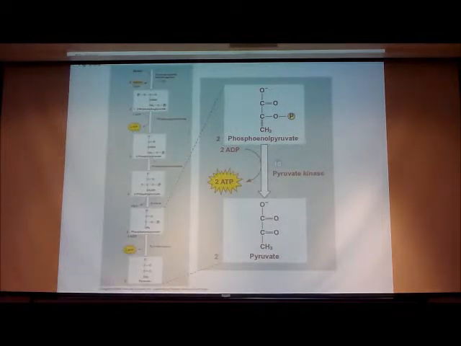Now, the other thing I need to ask you, just kind of a review. What kind of phosphorylation is occurring here? Is it oxidative or substrate level? Substrate level. Remember, glycolysis and the citric acid cycle both utilize substrate level phosphorylation as a means of phosphorylating ADP into ATP.